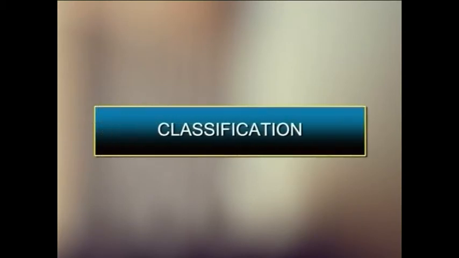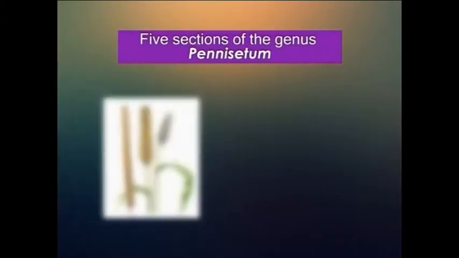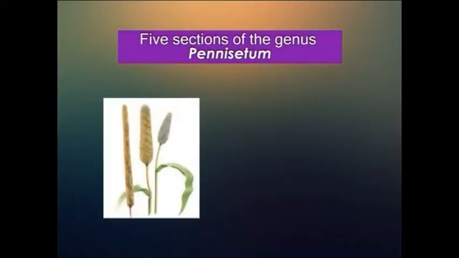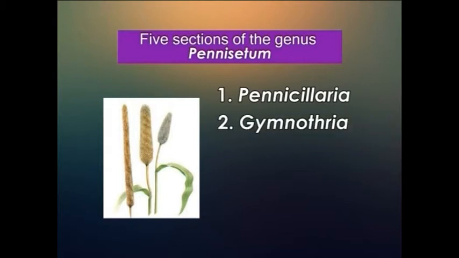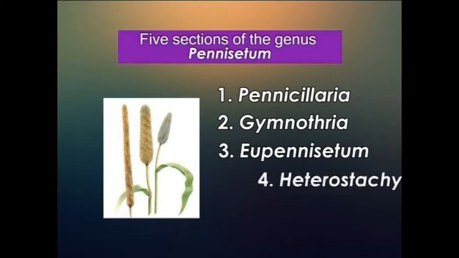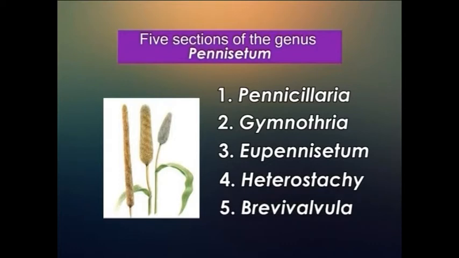Next, we will discuss its classification. In the year 1934, Stapf divided the genus Pennisetum into 5 sections. The first is Penicillaria, next is Gymnothrix, third one is Pennisetum, next is Heterostachya, next is Brevivalvula.